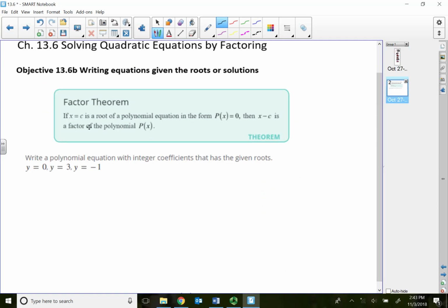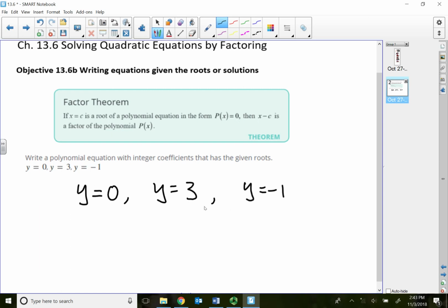Okay, factor theorem says if x equal to c is a root or a solution of a polynomial in the form of p(x) equal to 0, then x minus c is a factor. Okay, so if I have an answer, that means I can also write them in the factor form for my actual polynomial. So what I mean is this: y equal to 0, y equal to 3. So this is the very last step where we get our answer.